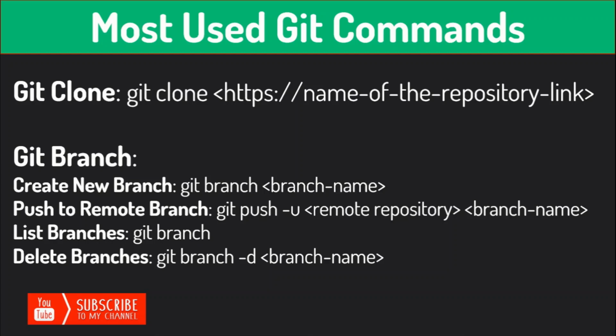So how can we create a new branch? Using the git branch command and the branch name, we can create a new branch. This command will create a branch locally only. To push the new branch into the remote repository, you need to use the following command, which is git push -u. Then we need to provide the remote repository and then the branch name itself. For viewing all the branches, we can use the git branch command. It will list down all the branches which are available. And if we want to delete a specific branch, we can use git branch -d as an argument and then the name of the branch which we want to delete.